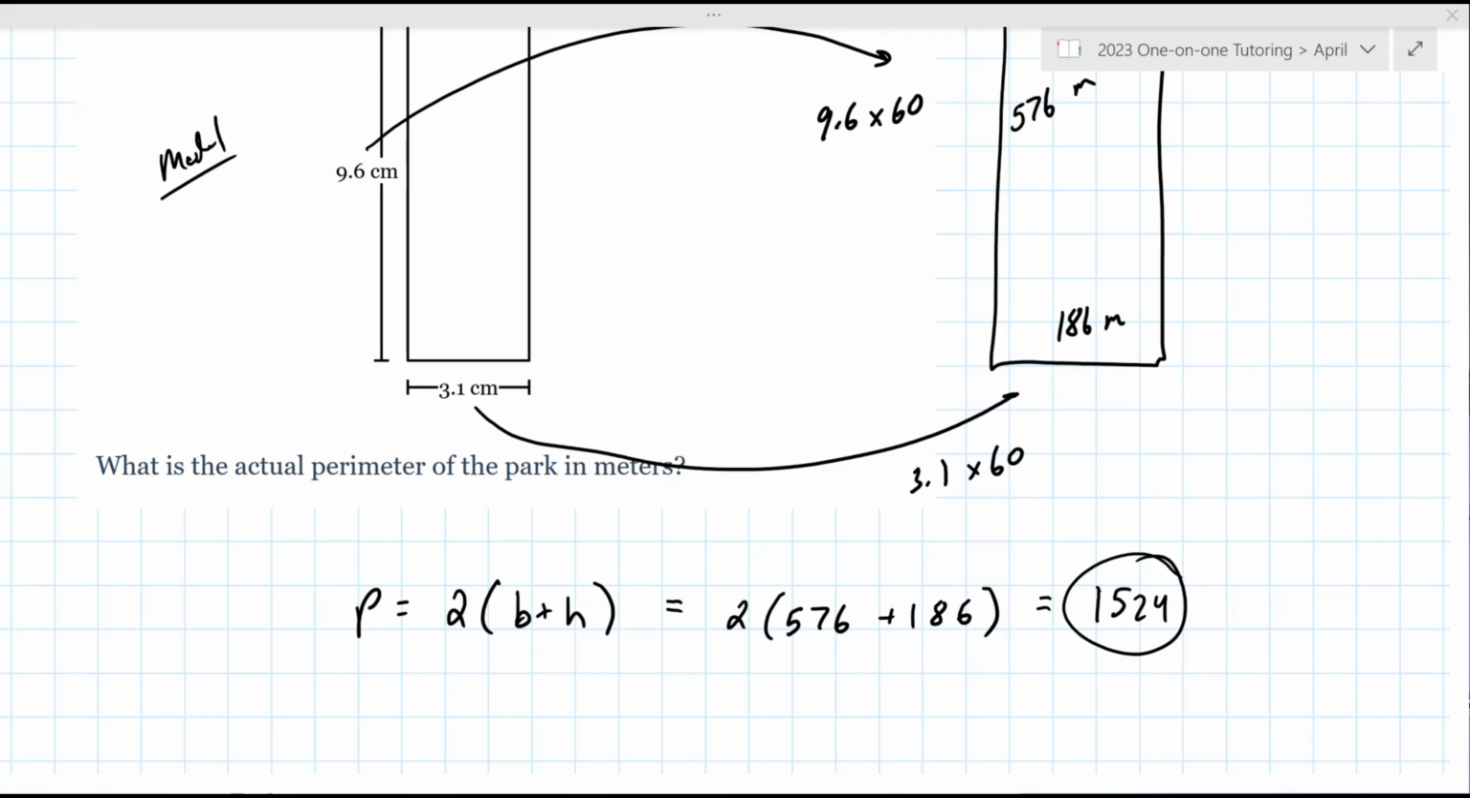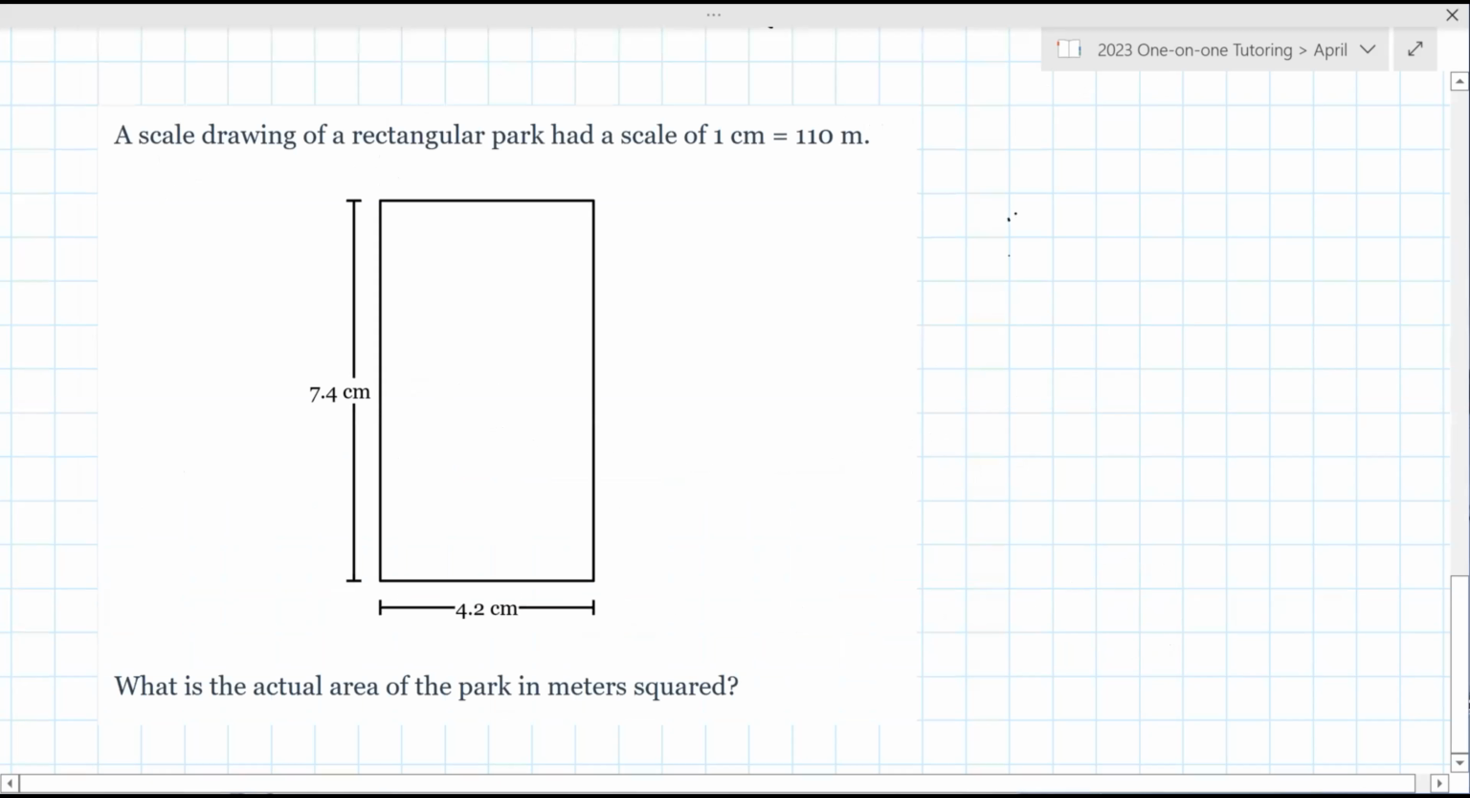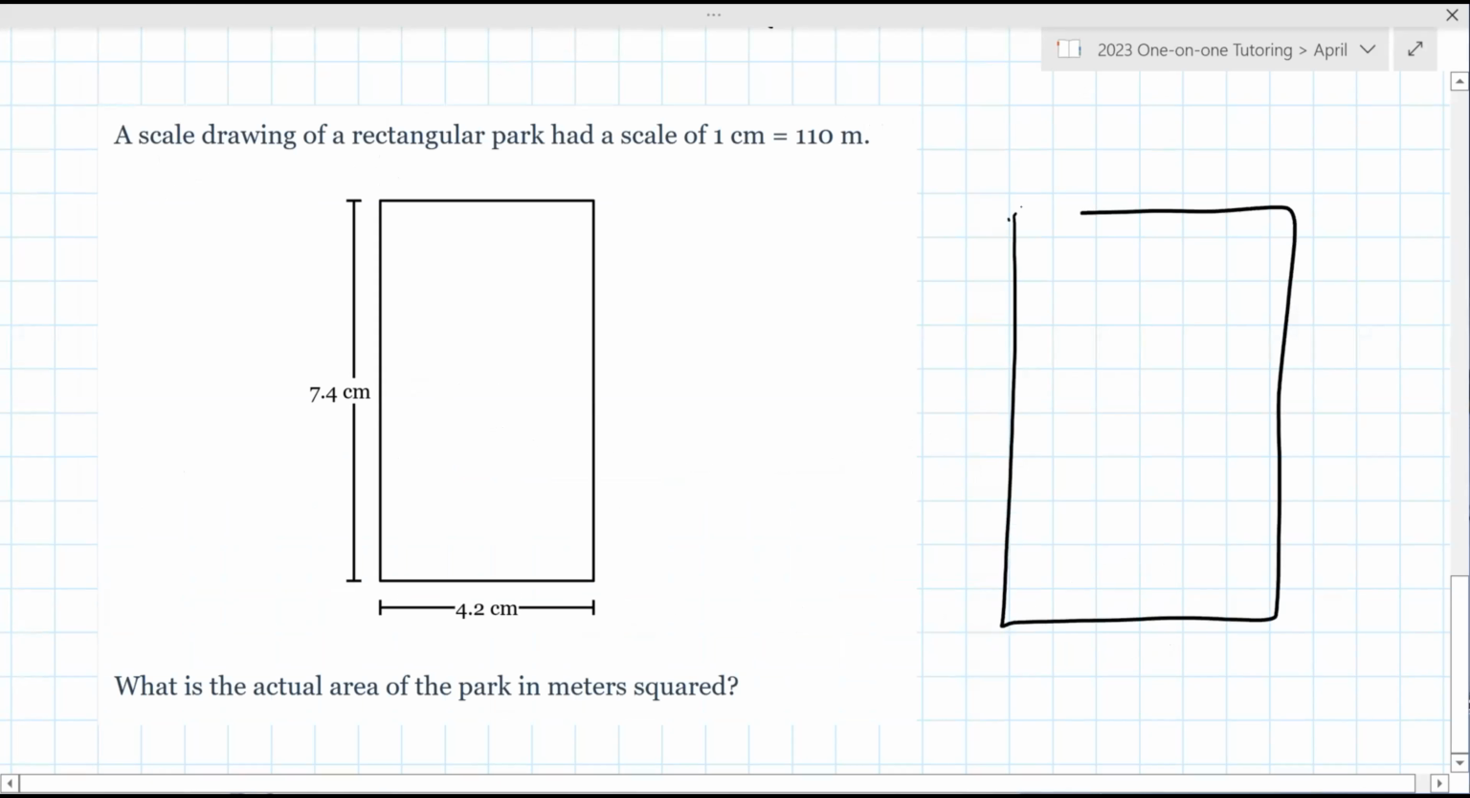Great. All right, so actually this problem is really similar to the last, so this is good. We won't have to worry about a new case or something. So here's your new problem here. You've got to identify whether they're giving you the scale drawing or the model. This is the scale, the model. And then the actual is over here.